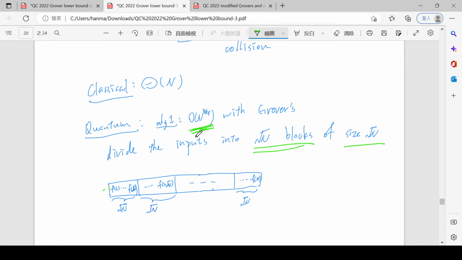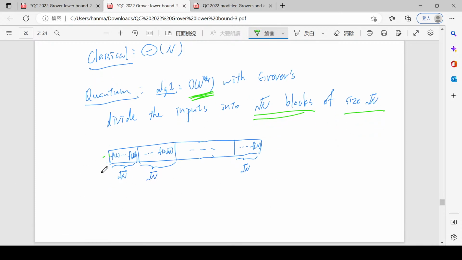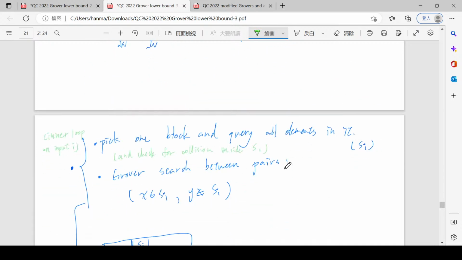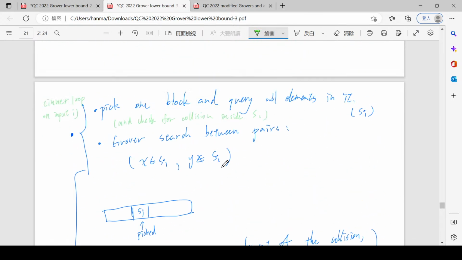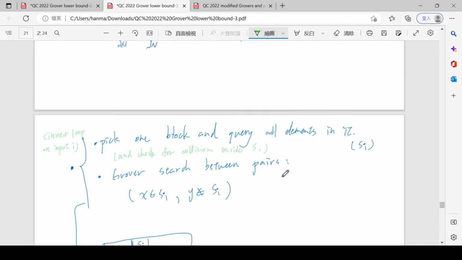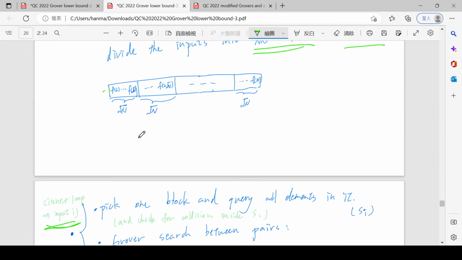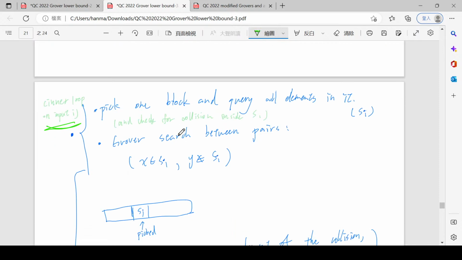Nothing has really happened. We have not queried anything, we are just deciding that some of the items are in the first block and some are in the second block, etc. There are square root n blocks in total. Now we'll run Grover recursively. First there is this inner loop of Grover, which can be run on any block. Let's say we run it on block I.